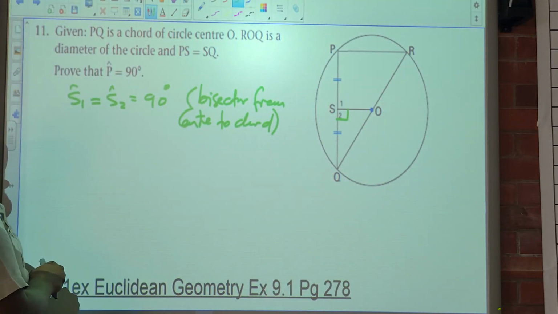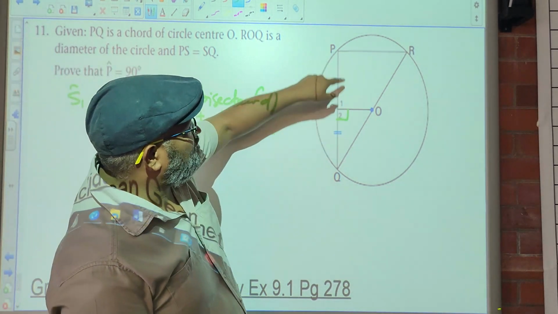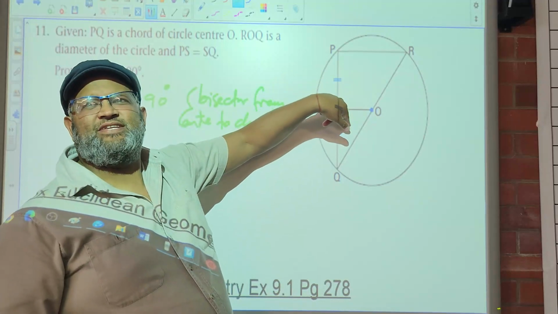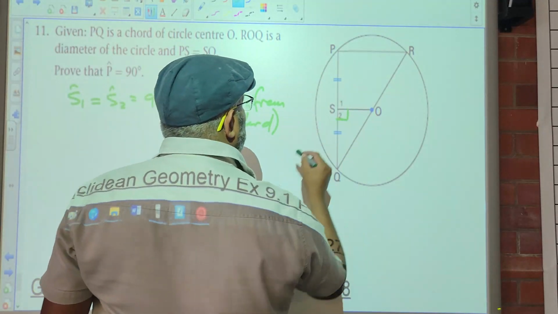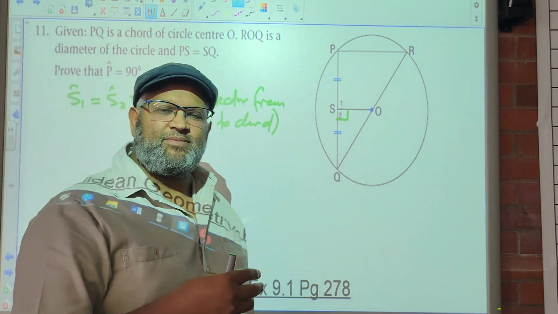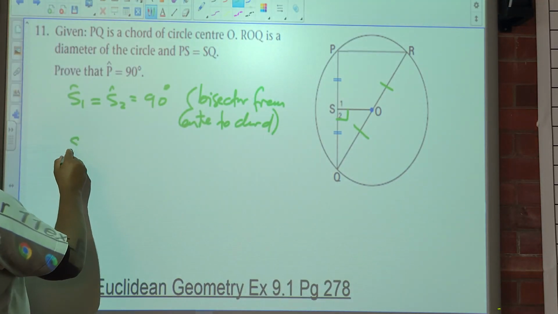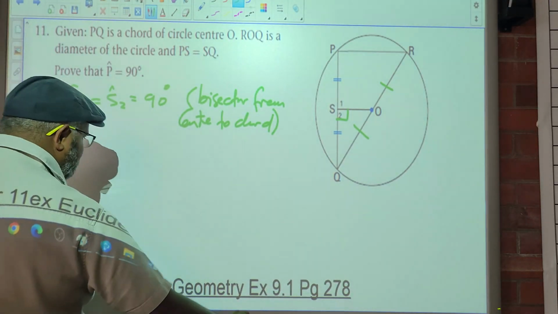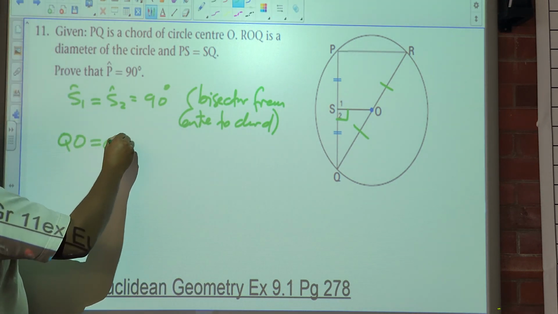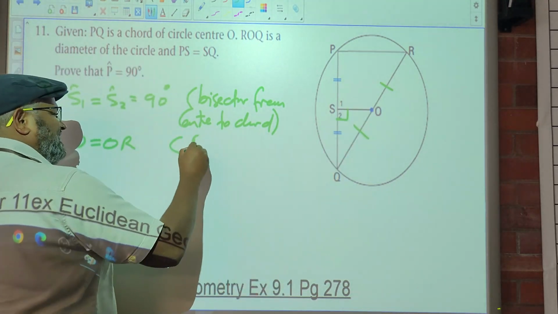So now we need coincident angles or corresponding angles. But for this to be corresponding, what do we need? We need these lines to be parallel, not so. So we must actually go with the midpoint theorem. But for the midpoint theorem, we need to say that is equal first. So we say that OQ is equal to OR. Why? Why is that equal? Radii.